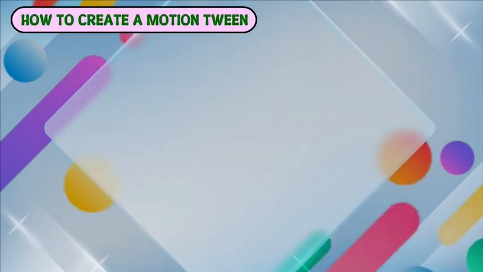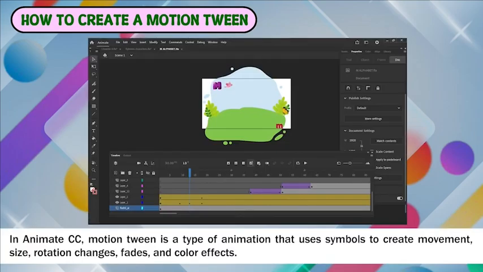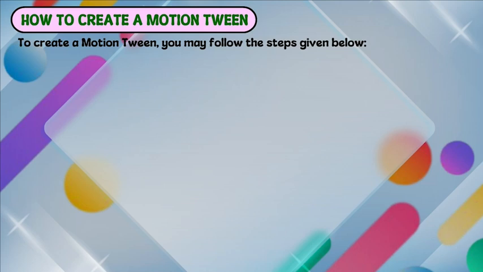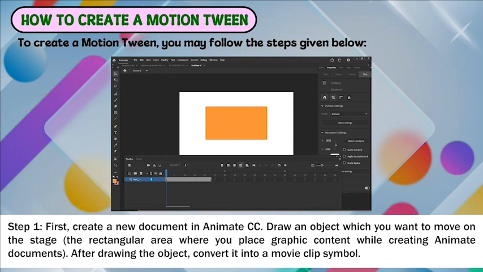How to create a motion tween. In Animate CC, motion tween is a type of animation that uses symbols to create movement, size, rotation changes, fades, and color effect. To create a motion tween, you may follow the steps given below. Step 1. First, create a new document in Animate CC. Draw an object which you want to move on the stage, the rectangular area where you place graphic content while creating Animate documents. After drawing the object, convert it into a movie clip symbol.